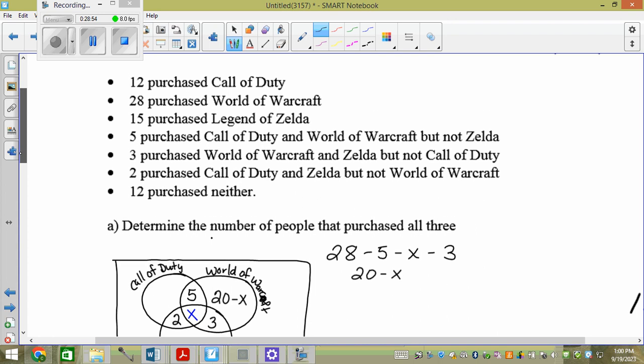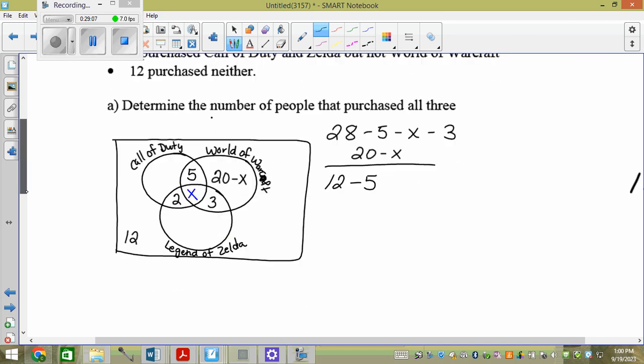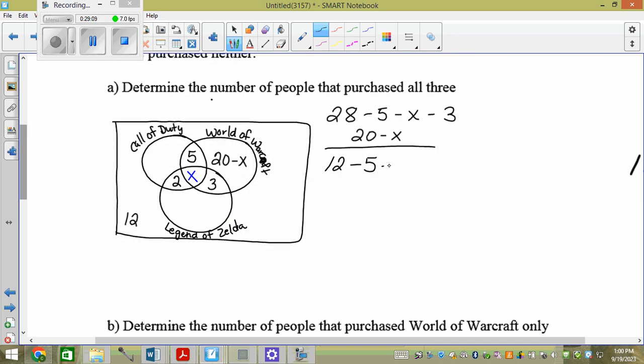Then I have Call of Duty. There's 12 of them. So I would have to go 12 minus 5. I did Call of Duty, right? I've lost my brain. 12 minus 5 minus 2 minus x. So we'd go 12 minus 7, which is 5, minus x. And that's what would go in for Call of Duty.